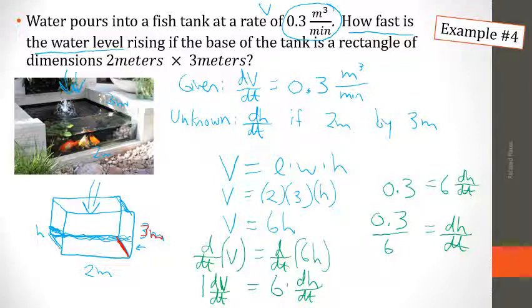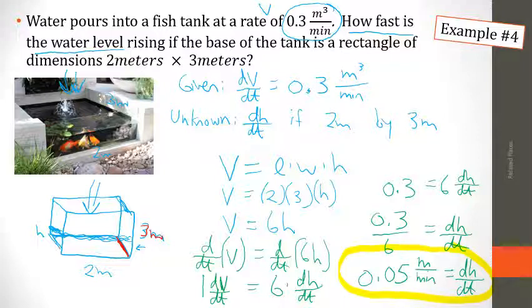Okay, let's see what that is. And what would our units be? So it's 0.05, and what are our units? Meters per minute is how fast the height in that tank is changing. So for every minute that water is going into the tank at a rate of 0.3 cubic meters per minute, the height is changing at the rate of 0.05 meters per minute.